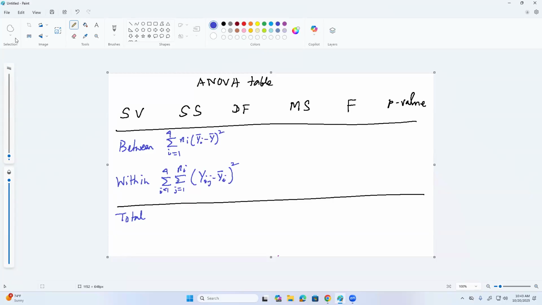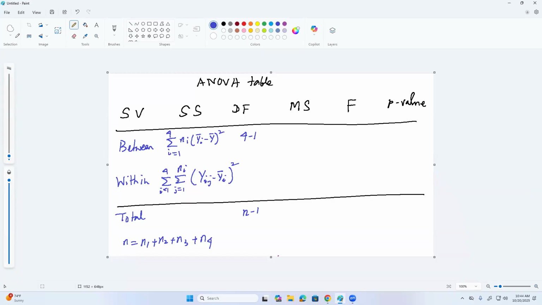Next, move to the degrees of freedom column. First is the total degrees of freedom. It is the total number of observations minus 1, so it is n minus 1, where N is, in your case, n1 plus n2 plus n3 plus n4. And degrees of freedom for between, meaning between treatments: how many groups do we have in the data? 4 groups, so it will be 4 minus 1. Whatever number of groups you have, you just subtract 1 from it.